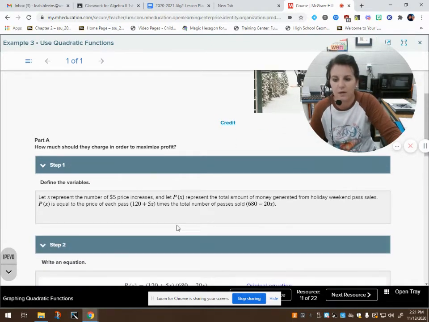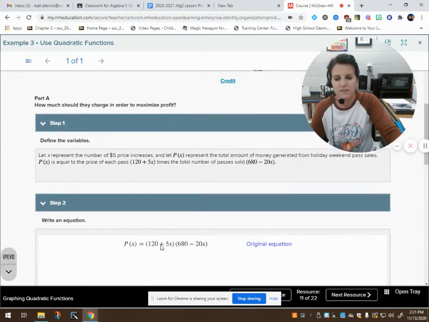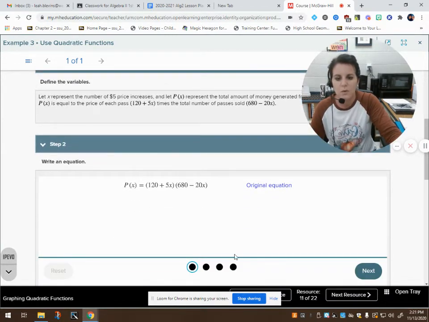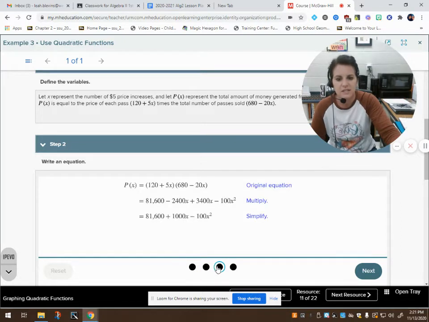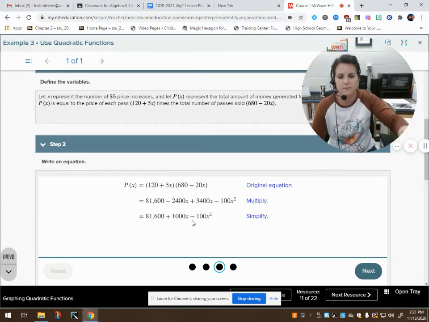So we can write our equation. Well, this is our equation. Now what we have to do is go ahead and multiply that out. They did it for us. Remember the FOIL method? First times first, outside times outside, inside times inside, last term times the last term. And we end up with this. So we can simplify. Here is our quadratic equation. Notice my x squared term's coefficient is negative, so we know this is going to open downward, like this.